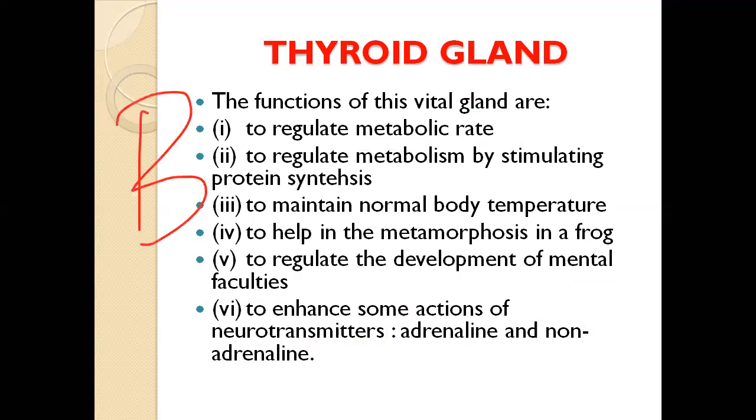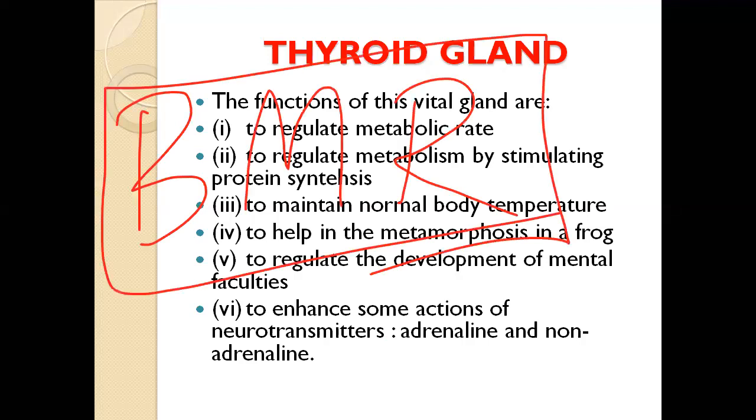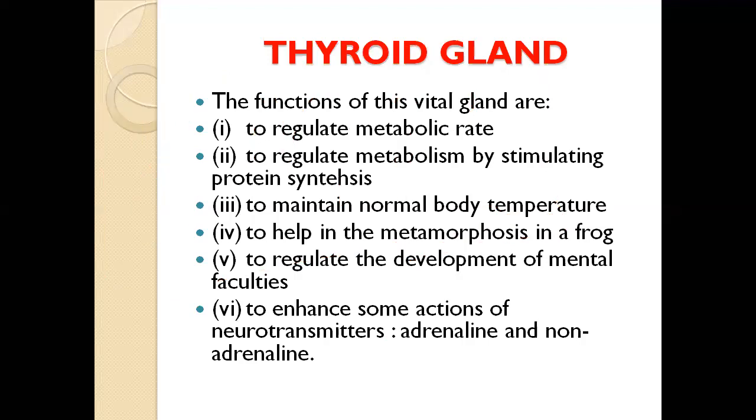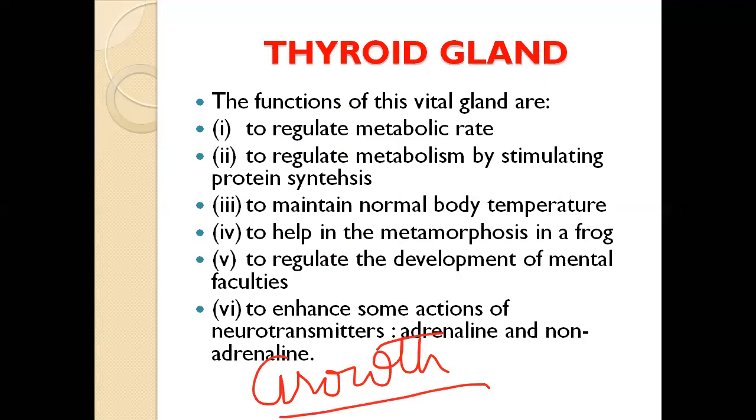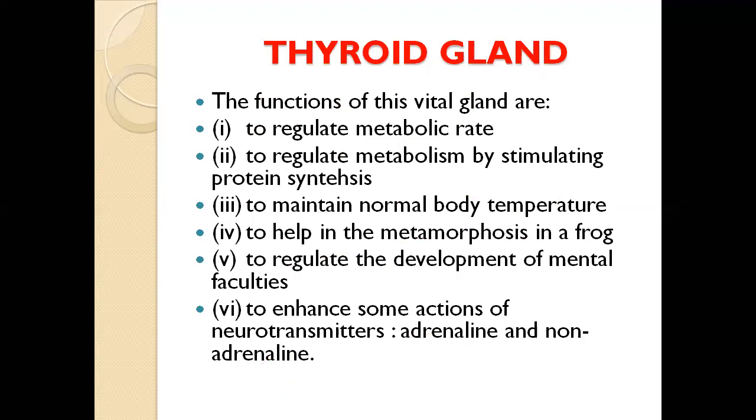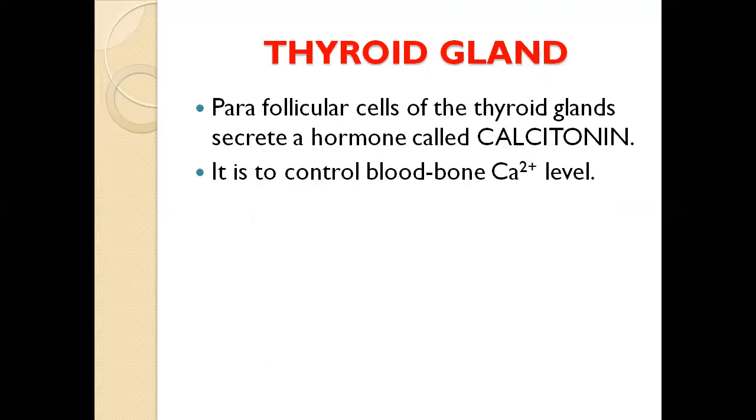Simply, you need to remember finally that the thyroxine hormone is helpful for the basic metabolic rate, and it is also helpful for the growth of human beings. As we know, the growth hormone of the pituitary gland is helpful for growth, but thyroxine is also helpful for growth. We will understand that when we see the disorders here.